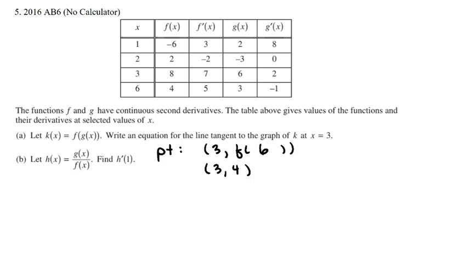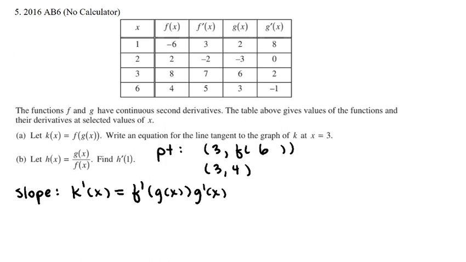Okay, in order to get the slope, I'm going to need a derivative. So the derivative of k, I'm going to need to use the chain rule. I'm going to take the derivative of the outside while leaving the inside the same. And then I'm going to multiply by the derivative of the inside.